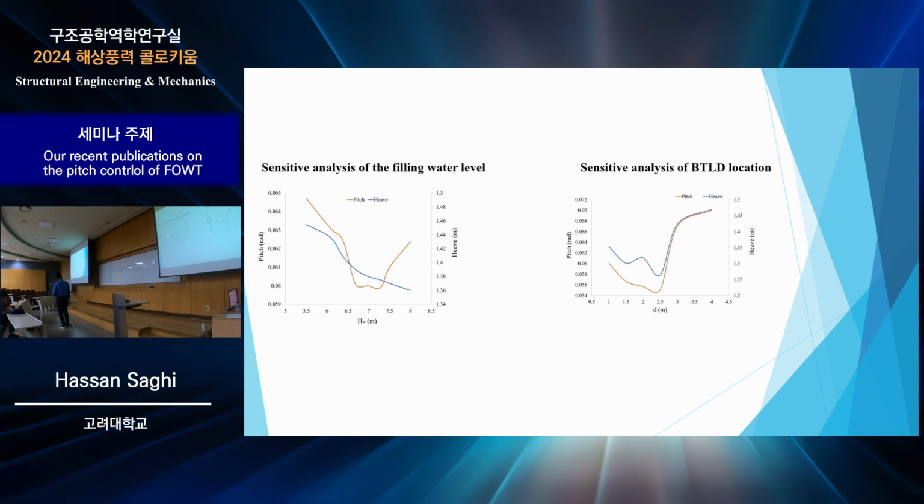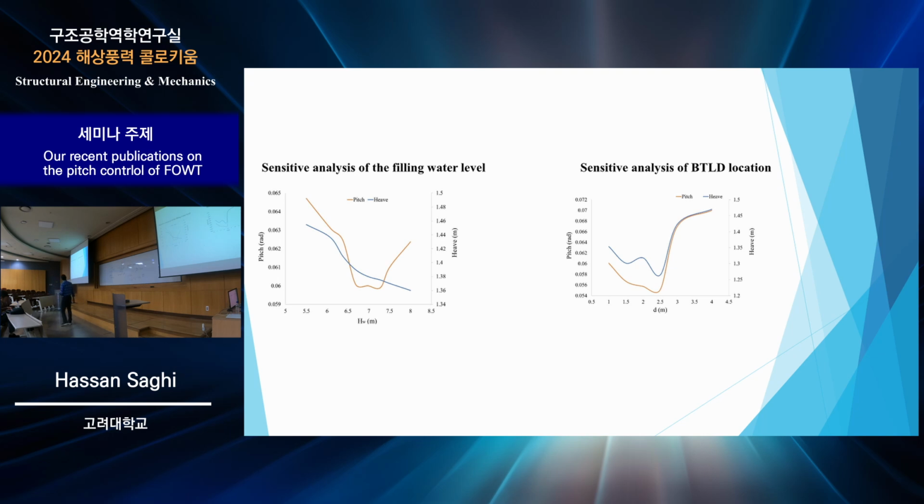And we also did a sensitivity analysis of the filling water level inside the BTLD, because as I explained, we have some water inside the BTLD. We can define a different water level. So we did a sensitivity analysis for the filling water level, and we compared the results, and based on the pitch motion we found the optimum water level.